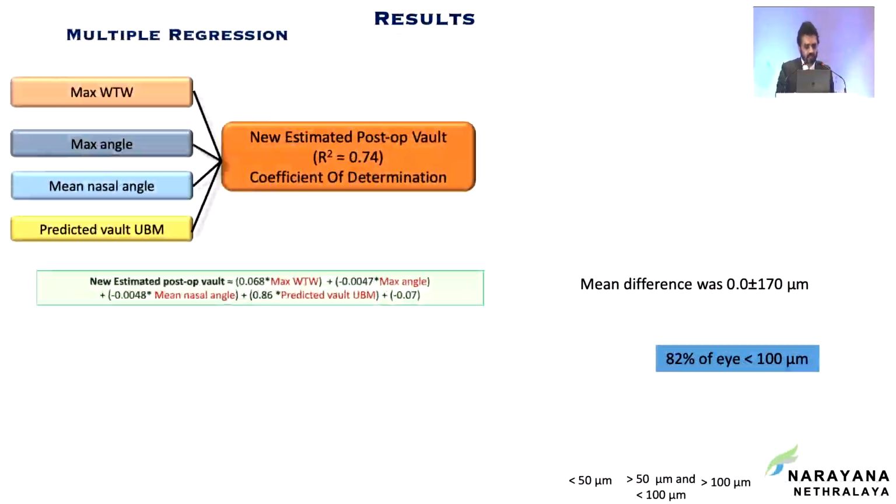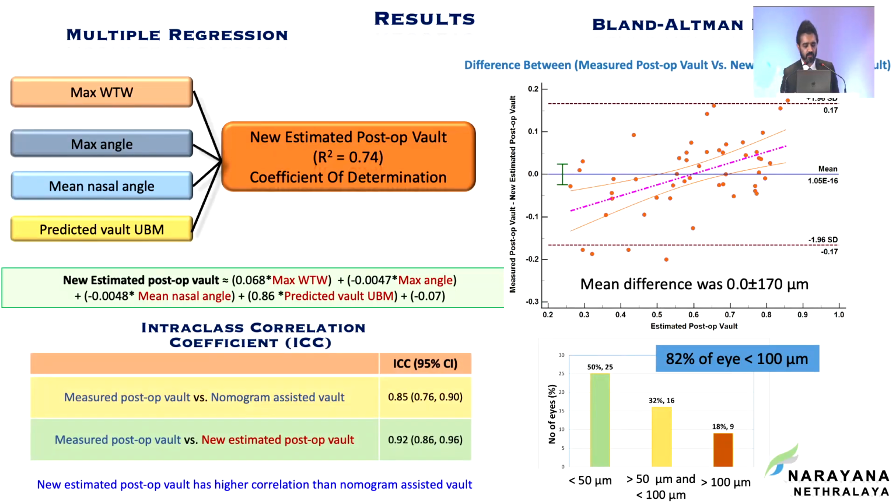For the new estimated postoperative vault, the coefficient of determination, R square, was 0.74. Basically, the closer the value is to 1, the better the performance. And the interclass correlation coefficient was 0.92. Again, the closer to 1, the better the performance.